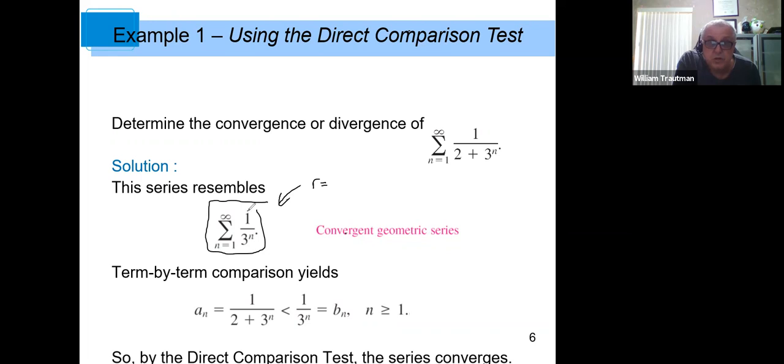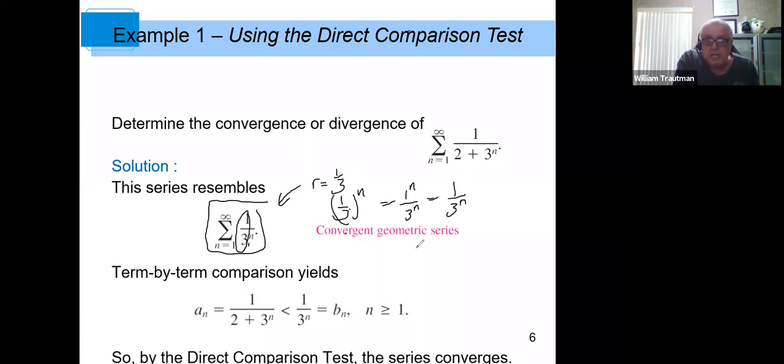R is 1/3. This is the same thing as saying (1/3) to the n power. You take 1 to any n and you still get 1, and so there's 3 to the n power. So you can rewrite this as 1 to the n over 3 to the n, and this still becomes (1/3) to the n. So R equals 1/3. And if you look at the geometric series, if the absolute value of R is less than 1, then this series converges. So that's why they said this series does converge.